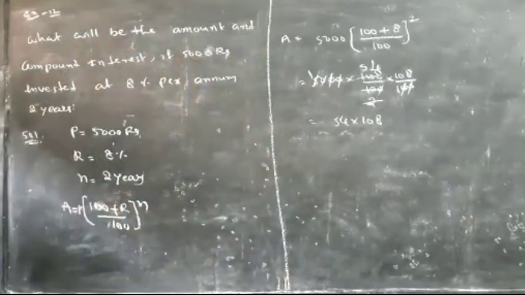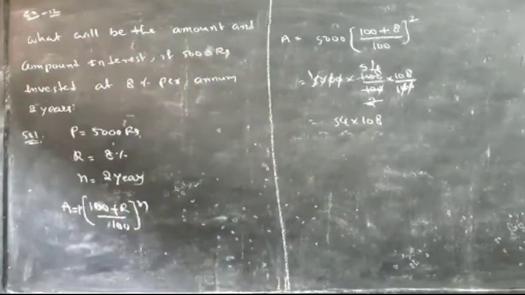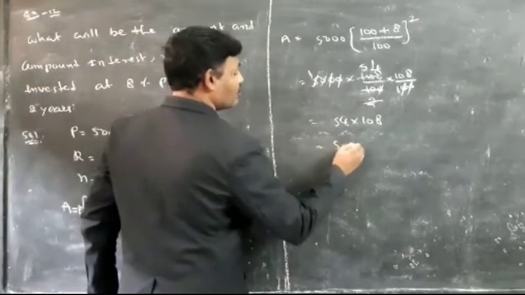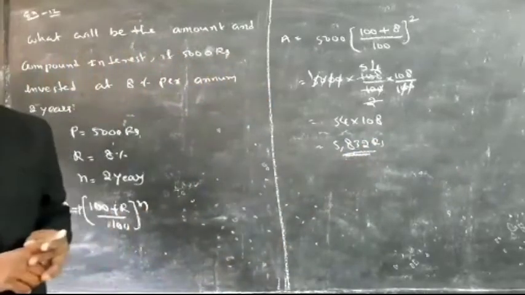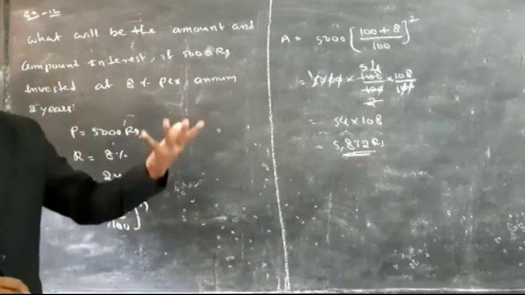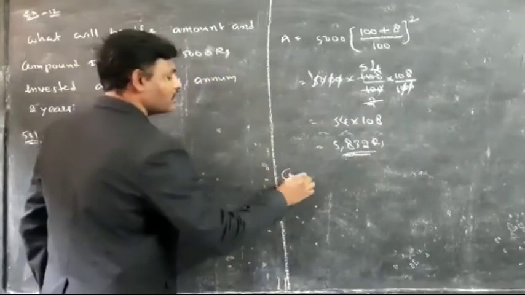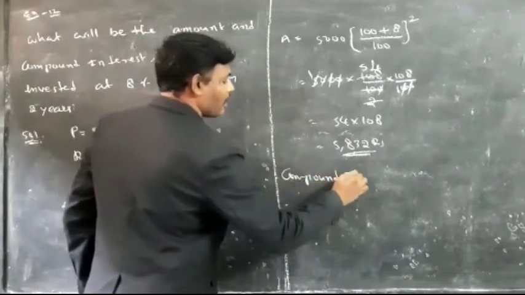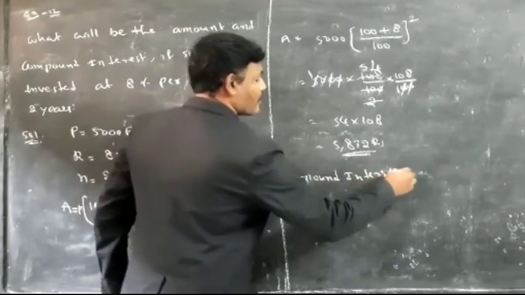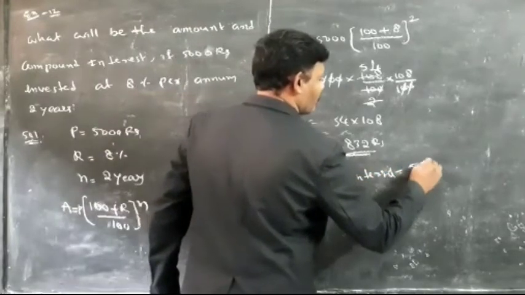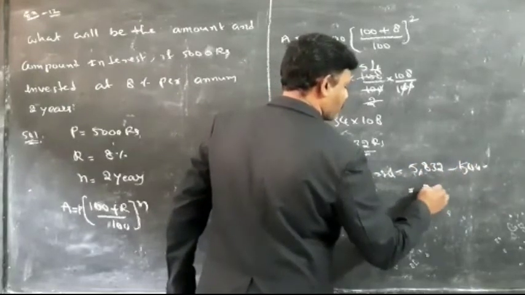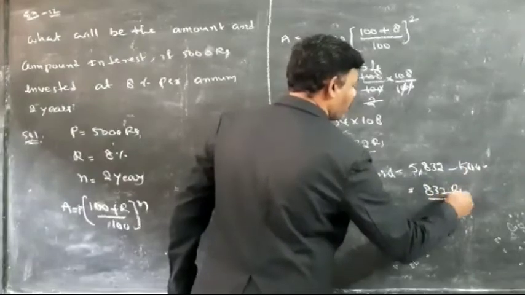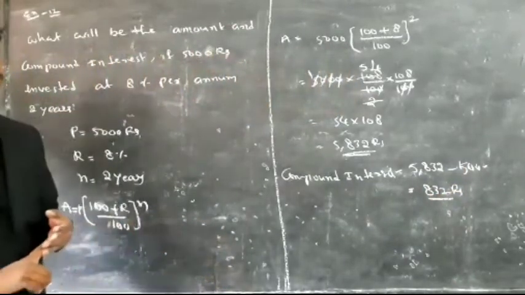So after the calculation, what is that? 54 into 108. By multiplying that, you will get the answer 5,832 rupees. So he is gaining 5,832 rupees after 2 years. Then what is the compound interest here? How much interest did he gain? Compound interest is equal to the total amount, 5,832 minus 5,000 is equal to 832. So he gained 832 rupees as interest.